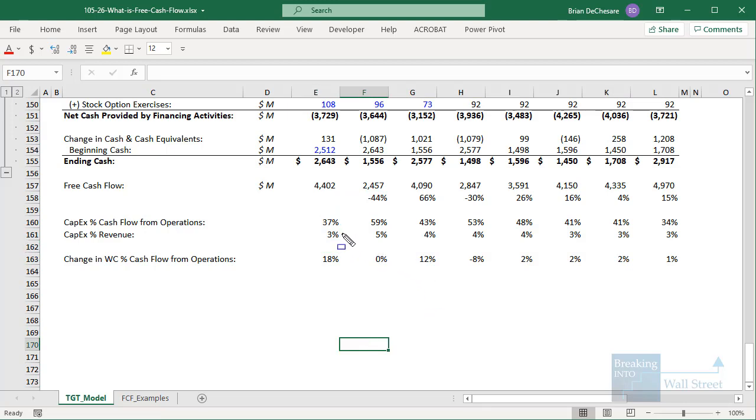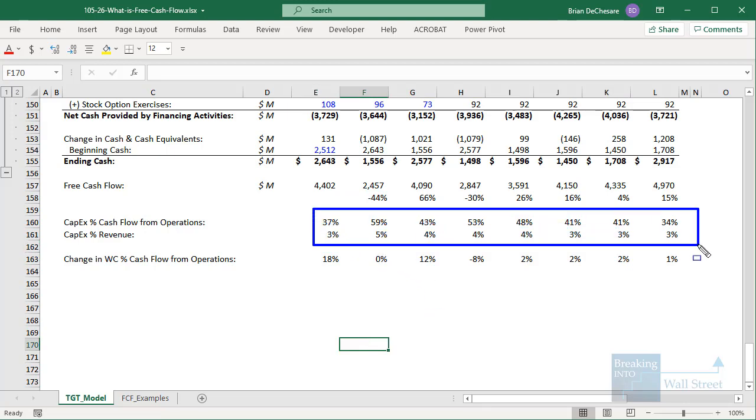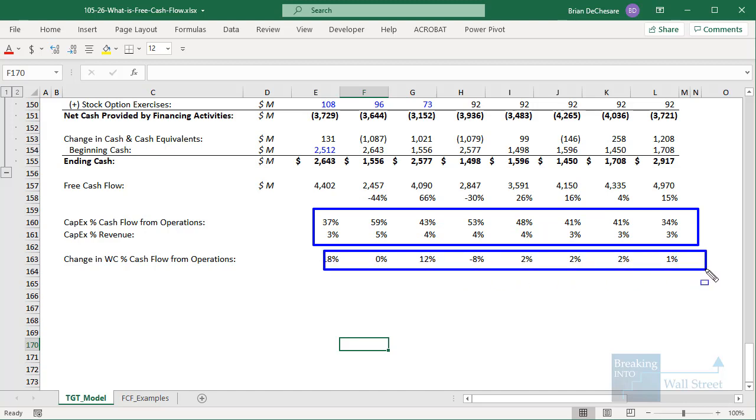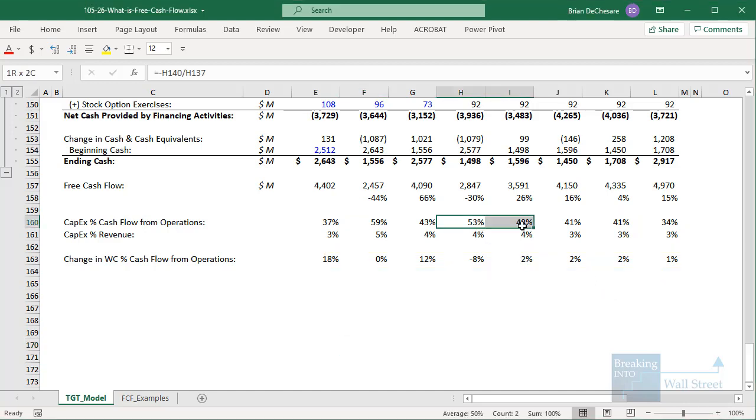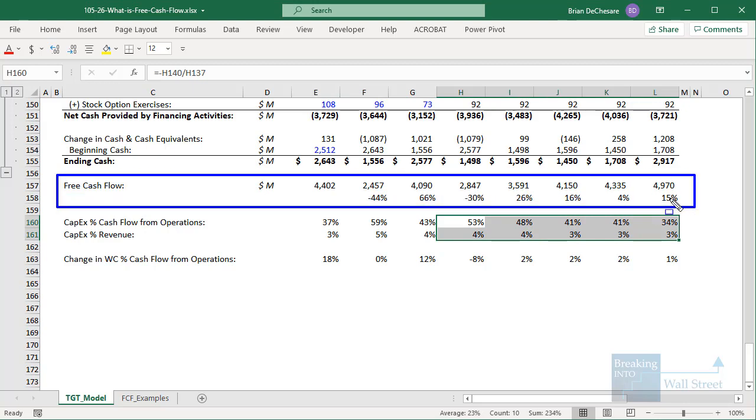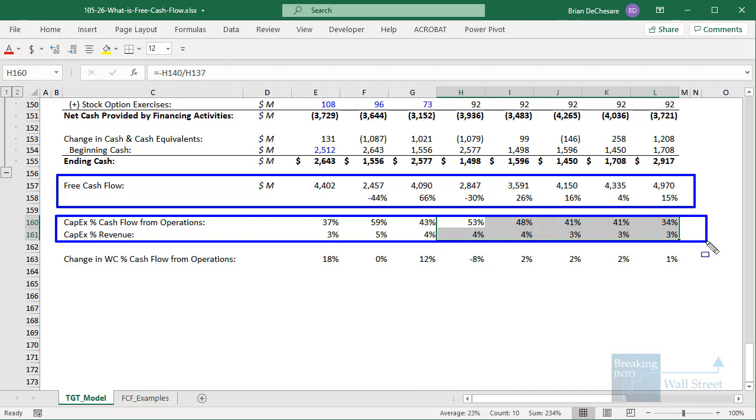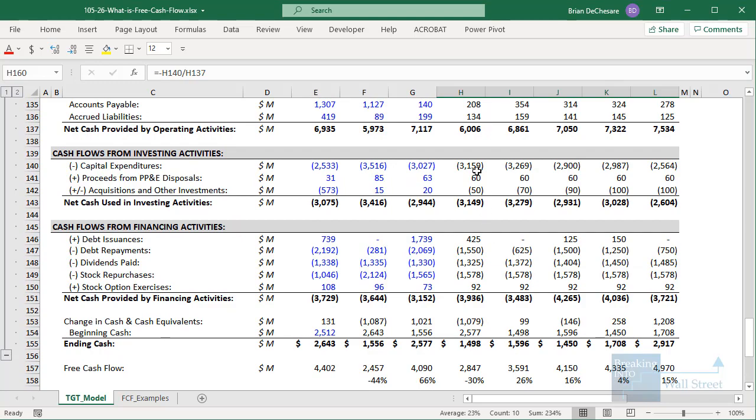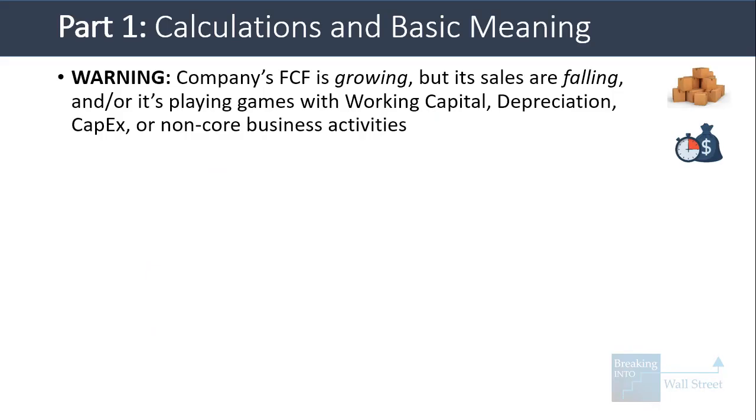So we can see here that CapEx as a percent of cash flow from operations and as a percent of revenue is declining here. We also see that the change in working capital as a percent of cash flow from operations is staying in about the same range in the future period, 2%, 1%, something pretty low. But overall, the conclusion here is that yes, the company's sales are growing and its free cash flow is also growing, which is good, but it looks like the reason why it's growing more quickly than revenue is because CapEx here is falling over time as a percent of cash flow from operations and also as a percent of revenue, which isn't necessarily good and could be a warning sign, though it depends a little bit on why that's happening.